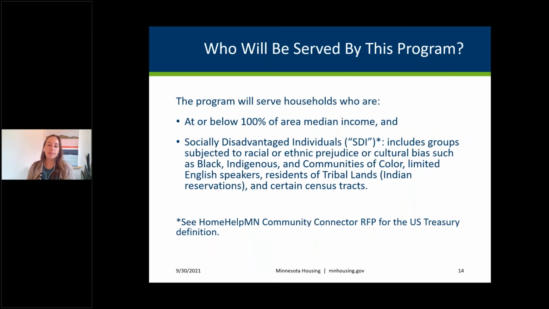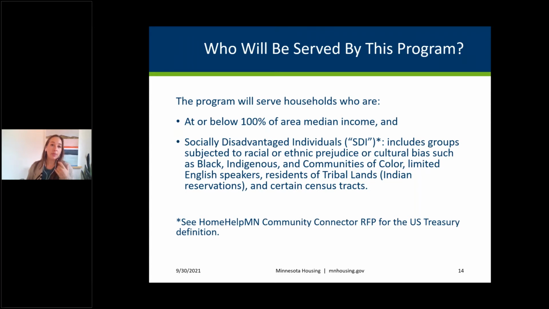And then another important piece is who will this program serve? So the program will serve households who are at or below 100% of the area median income. This is calculated by county or different geographic boundaries throughout the state. In the Twin Cities metro area, that's about $100,000 is 100% of area median income. But again, that is less than other counties and areas in the state.